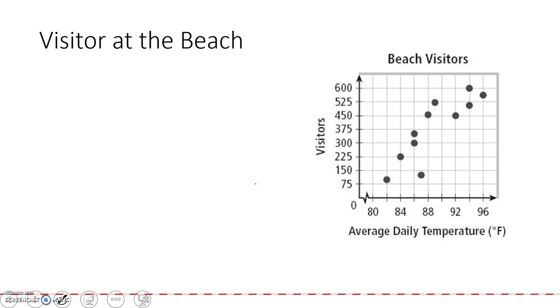The number of people at a particular beach depends on the temperature. So you can see down here, as the temperature goes up, the number of people who attend this beach also goes up, and it looks like it's linear. So what we want to do is draw a line of best fit here.